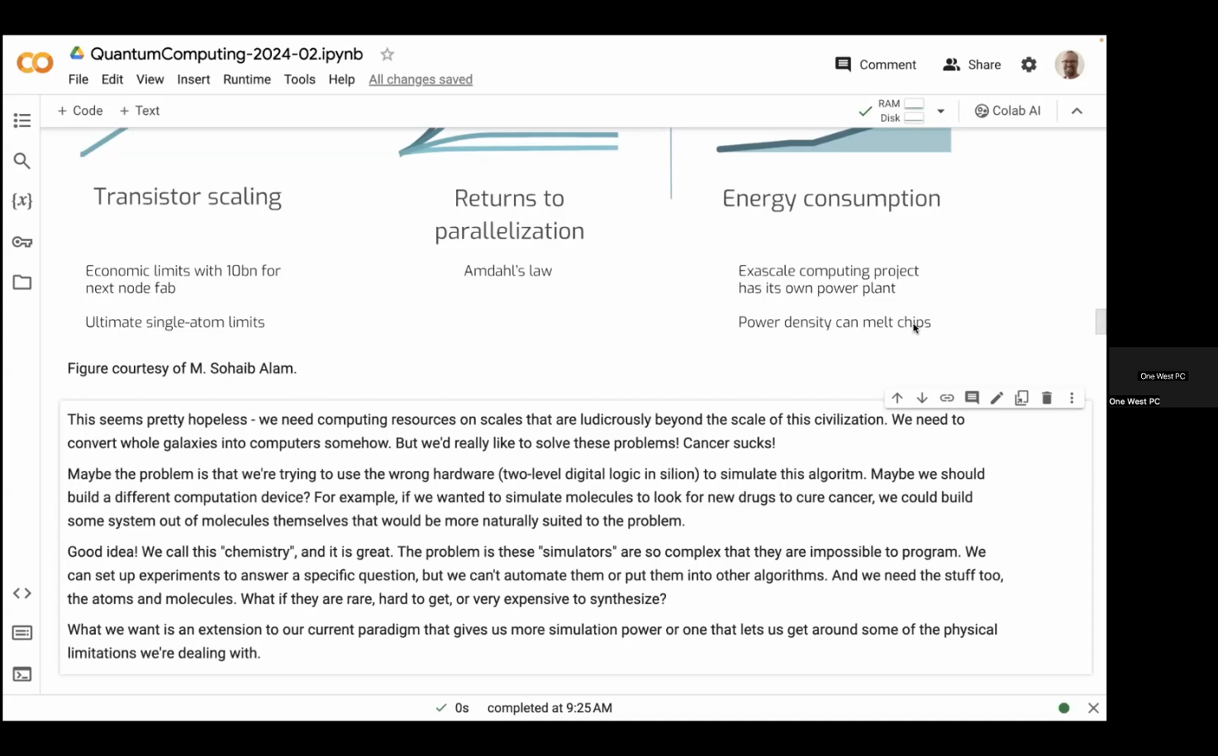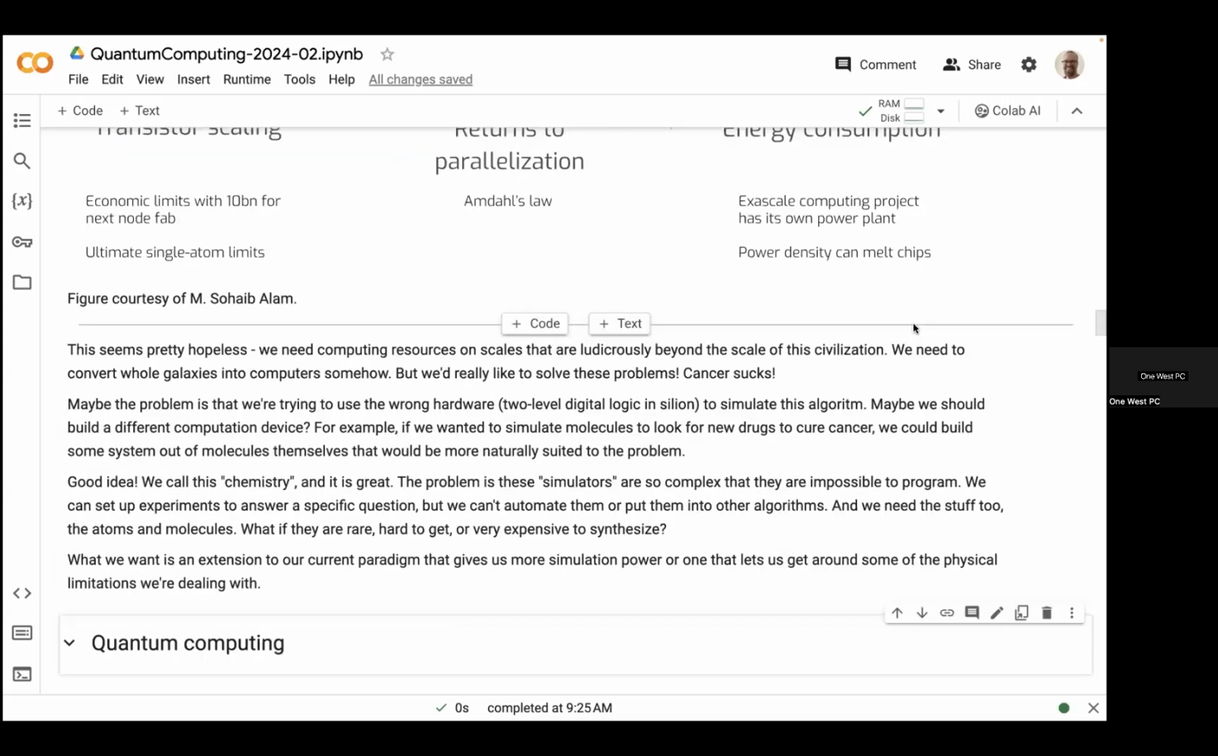But you can't automate that. There's no API. You can't scan over algorithmic states, or excuse me, molecular states like that, right? Each experiment is a very bespoke calculation. And then you need the stuff too. You have to synthesize the molecule, and that's hard and it's very expensive. So what we want is some computational platform that will let us natively address these kinds of problems, right? And that's where quantum computing comes in, right?